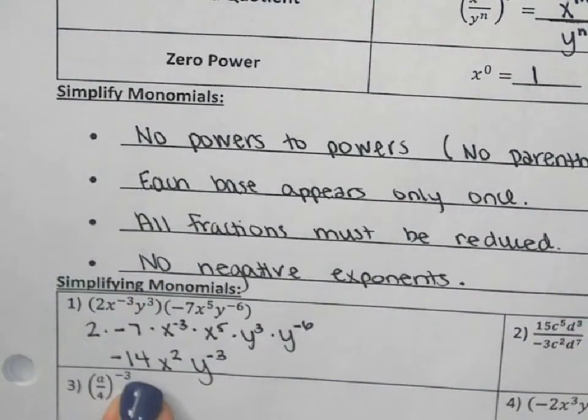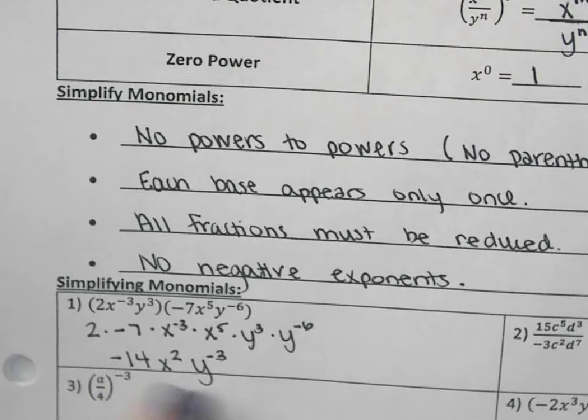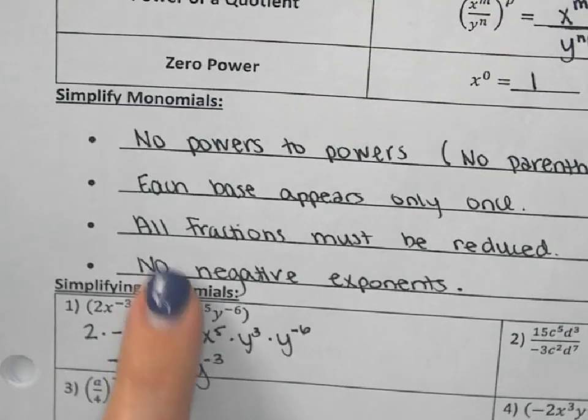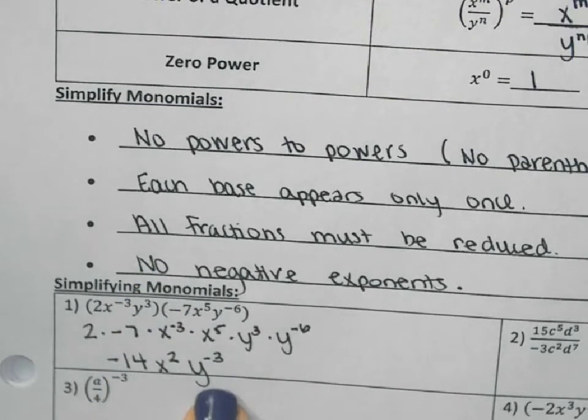Now double check your rules. I don't have any parentheses, so I'm good there. Each base appears once. I have a base of 14, a base of x, a base of y. They all appear once. I'm good there. I don't have any fractions that must be reduced. The last rule, no negative exponents: I have a negative exponent, so I'm going to have to do something to make it not negative.